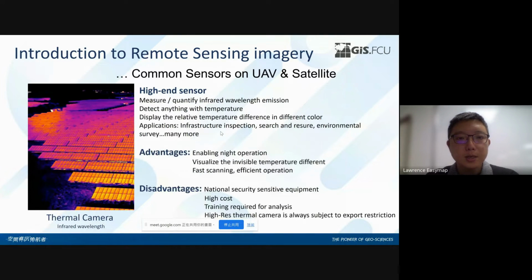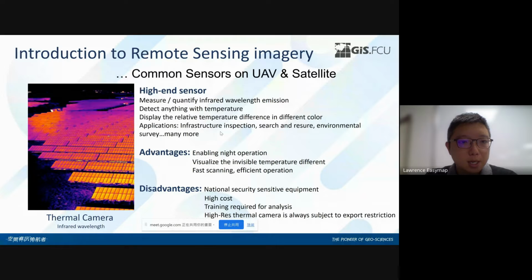Okay, so after the NDVI, another example is the thermal camera. It is a kind of very high-end sensor and a passive camera. So instead of visible light, it receives the near-infrared emission, or the temperature emitted from the object. So it can detect anything with temperature. From minus 273 degrees onward, you have temperature. So the sensor can tell you which is hot and which is cold.